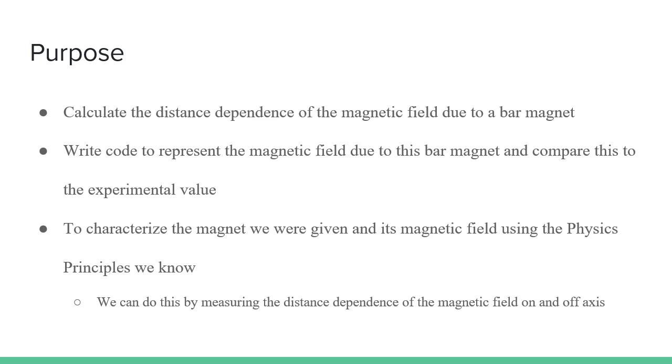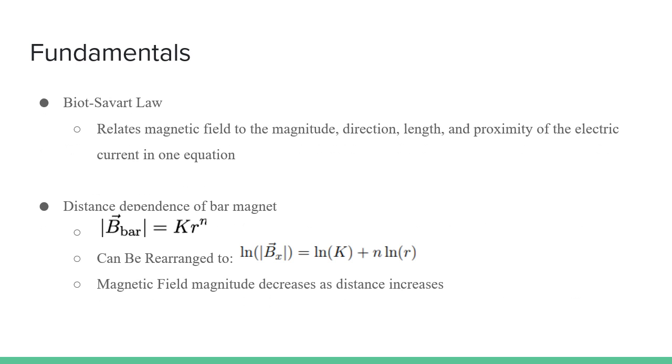So the purpose of this lab was to calculate the distance dependence of the magnetic field due to a bar magnet. We will write code to represent the magnetic field due to this bar magnet and compare this to the experimental value to see how our code compares to the actual experiment we did. And then finally, to characterize the magnet we were given and its magnetic field using physics principles.